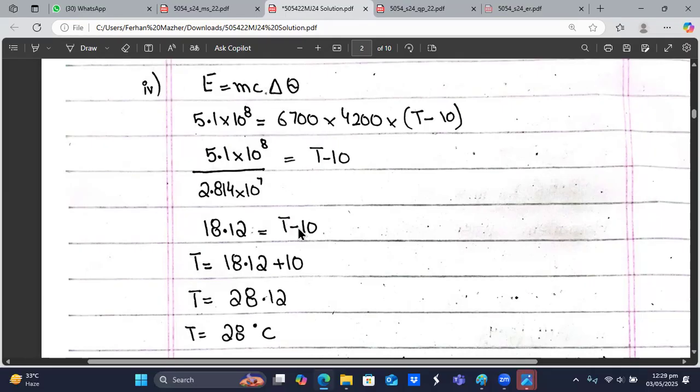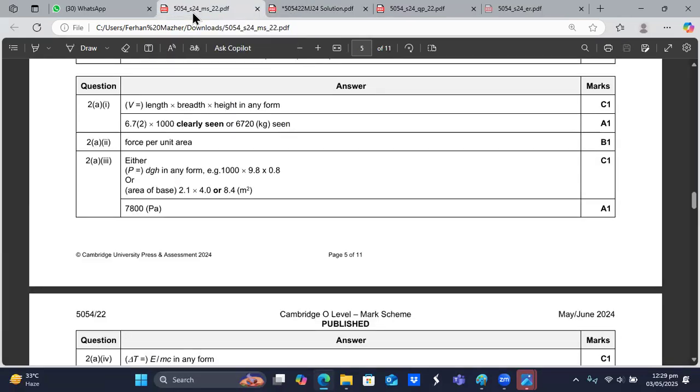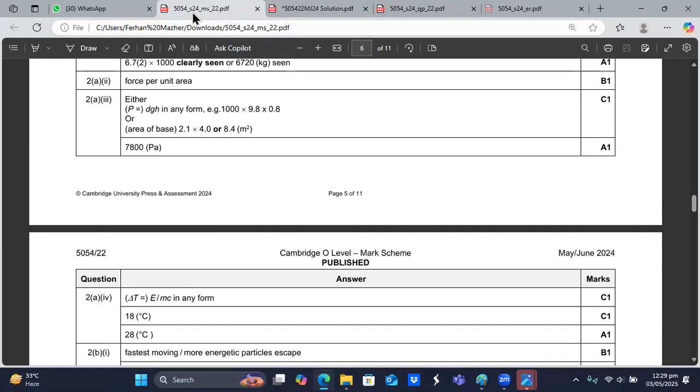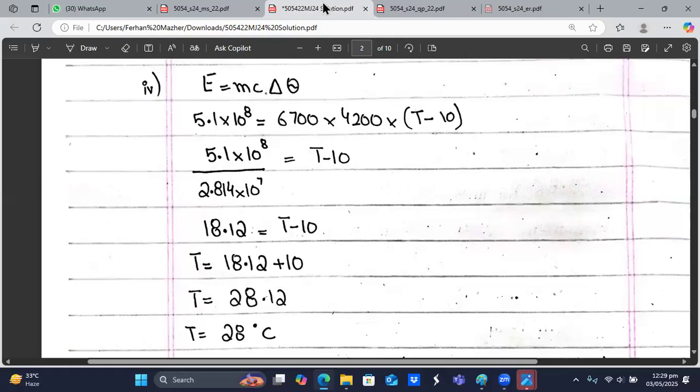So the final temperature minus the initial temperature, this minus 10 will go to the other side, since the initial temperature was 10. So it will add there. So the temperature will be 18.12 plus 10. So that's 28.12 degrees centigrade. So the final temperature will be 28 degrees centigrade. Our answer is right. This is how this is done.